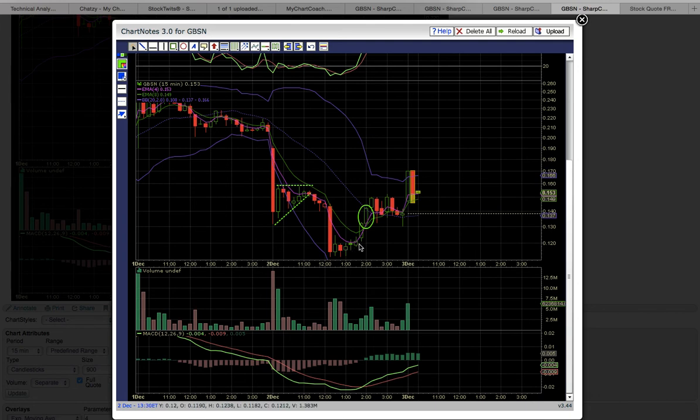So these were your bull flags for future reference, and then the break above the middle Bollinger Band was the confirmation that this new uptrend pattern was beginning. Okay, let's look at the next chart.